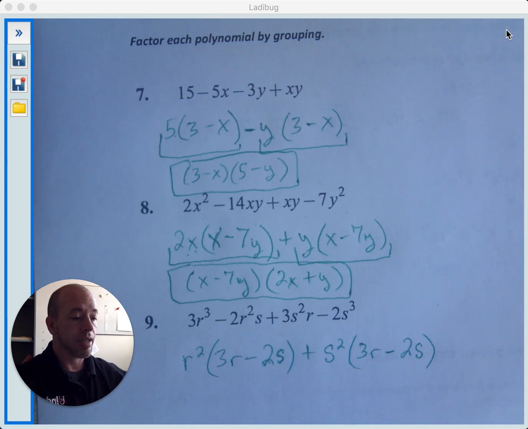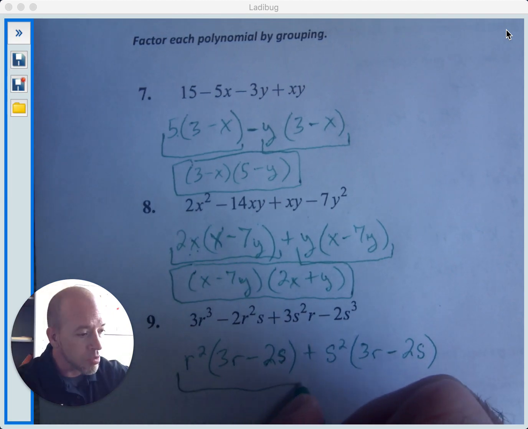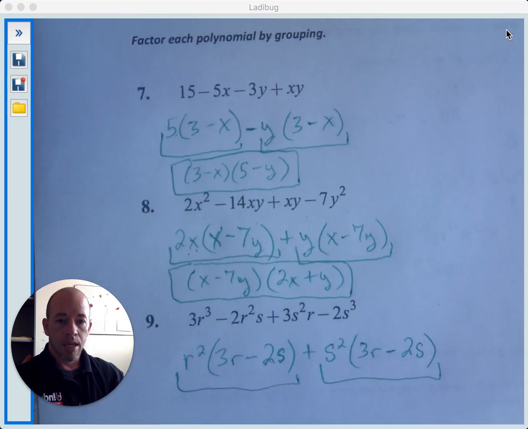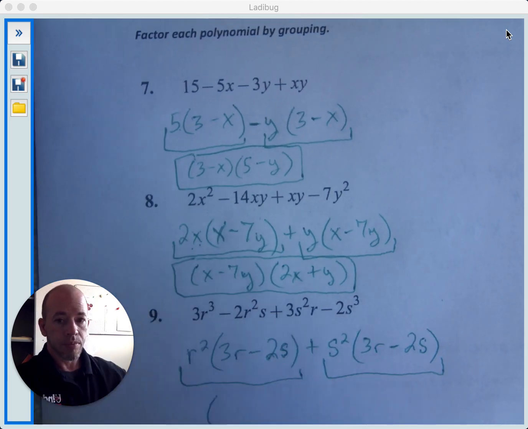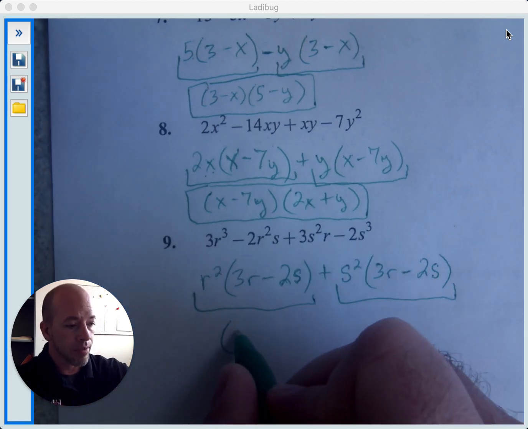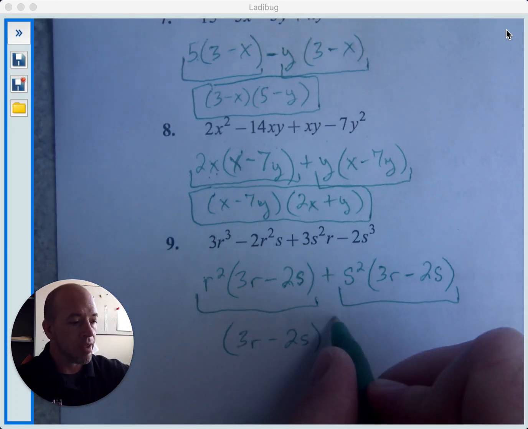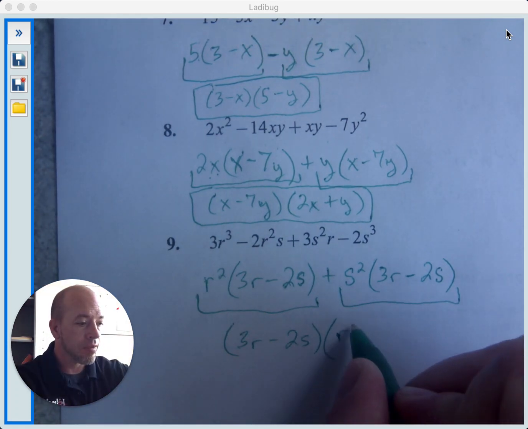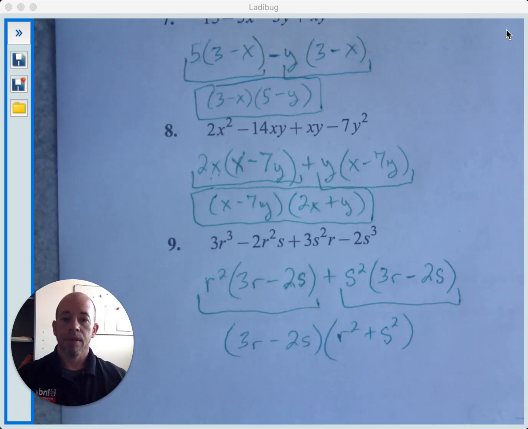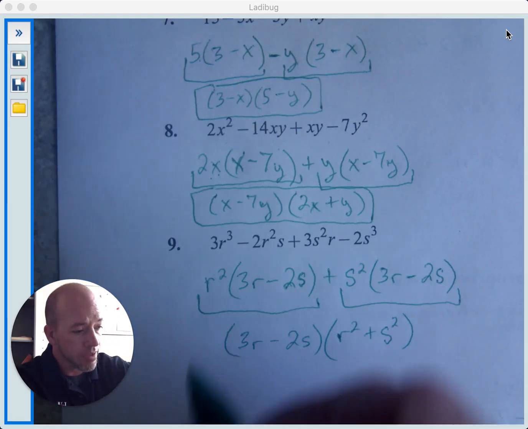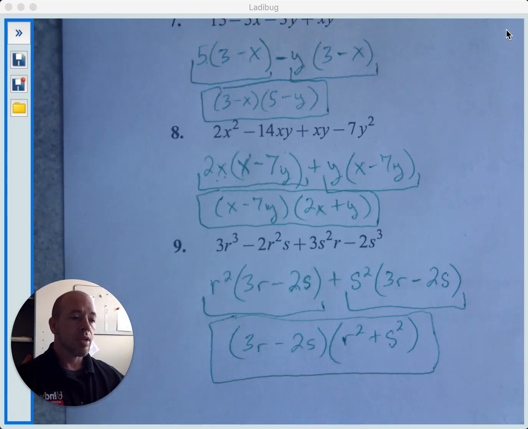Oh, and what do you know? Look, in parentheses we have the same thing in both parts. So we think of this part as a group and this part as a group, and we factor out the thing that's in parentheses, which in this case is our 3r minus 2s. And what we're left with then is r squared plus s squared. And we are completely factored then. And I'm going to put a big box around that. And we're done. So that's the end of section 5.1.